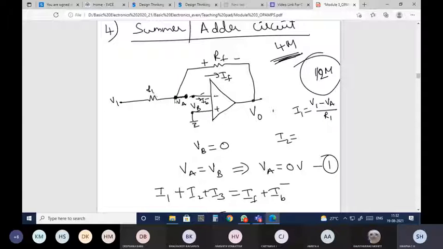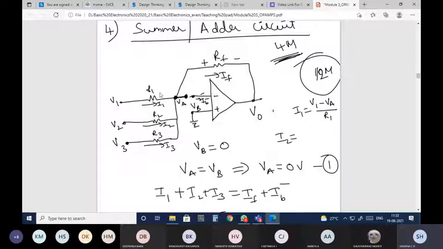V1, this is R1. R2, here I am giving V2 current, V2 voltage. R3, it's connected here, V3. Okay, so this current I have named as I1, this current I have named as I2, this current I have named as I3.